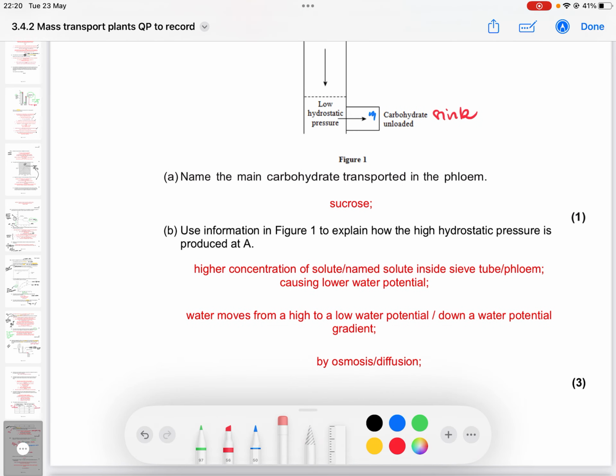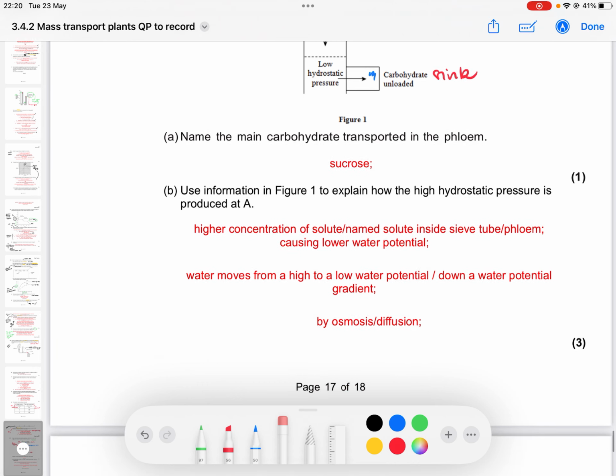Here, what causes this hydrostatic pressure? Well, we've said higher concentration of the sucrose coming into the phloem lowers the water potential, so the water now enters by osmosis from the xylem due to the difference in the water potential gradient. So it goes down a water potential gradient from the higher in the xylem to lower in the phloem.